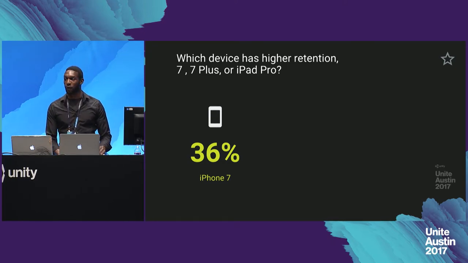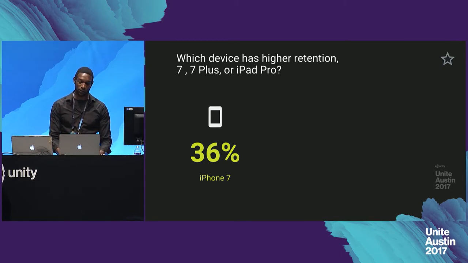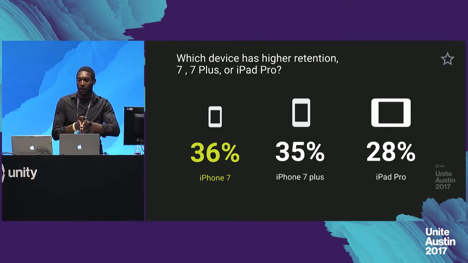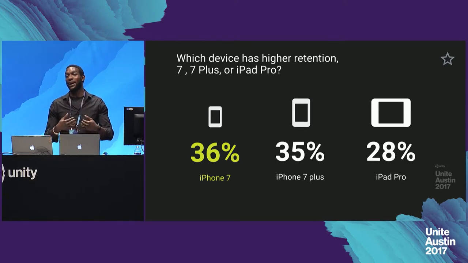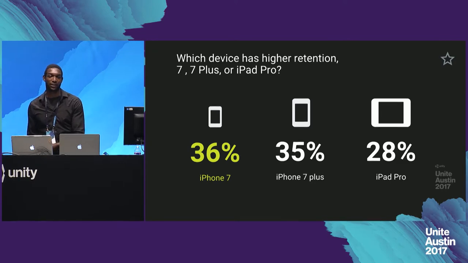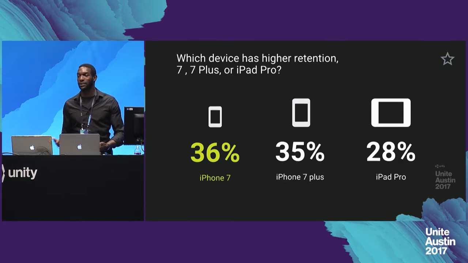The point I wanted to make here, while our next contestants come up, is that the iPhone 7 actually is close, but it has the highest retention. In my experience, there's this myth that the bigger the device, the higher the retention or the higher the engagement metrics. But that's actually a myth. People take their mobile phones wherever they go. People don't always take the tablets. So it may make sense why you play more on your phone.